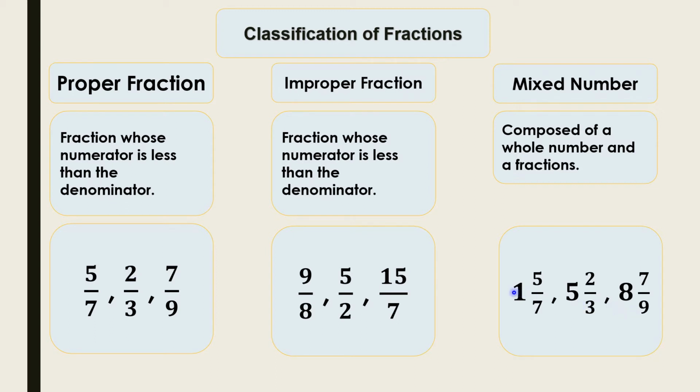Teacher question: what if the numerator and denominator are the same? Are we classifying that as a mixed number? No. We can classify that as an improper fraction. Again, if the denominator and numerator are the same number, like 8 over 8, 9 over 9, 10 over 10, 11 over 11, 1,000 over 1,000, 12 over 12, and so forth, that is an improper fraction because they are equal to 1.